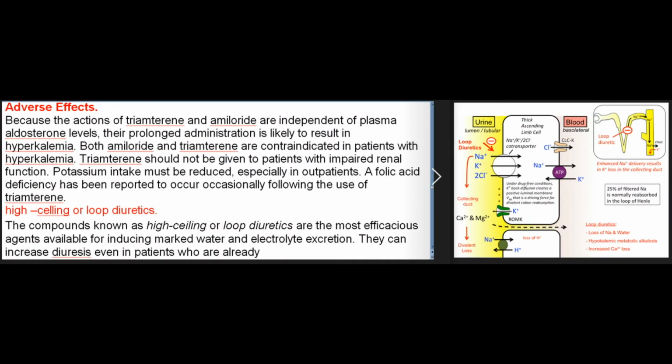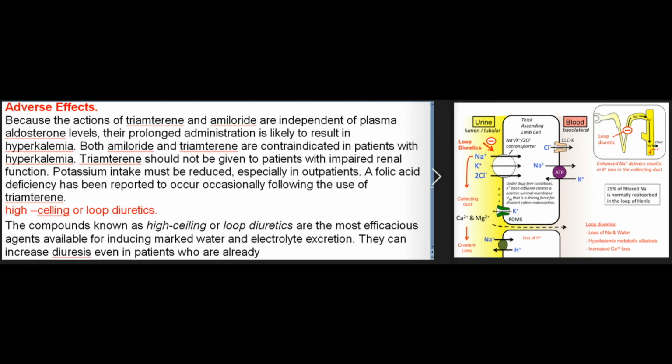Adverse effects. Because the actions of triamterene and amiloride are independent of plasma aldosterone levels, their prolonged administration is likely to result in hyperkalemia. Both amiloride and triamterene are contraindicated in patients with hyperkalemia. Triamterene should not be given to patients with impaired renal function. Potassium intake must be reduced, especially in outpatients. A folic acid deficiency has been reported to occur occasionally following the use of triamterene.